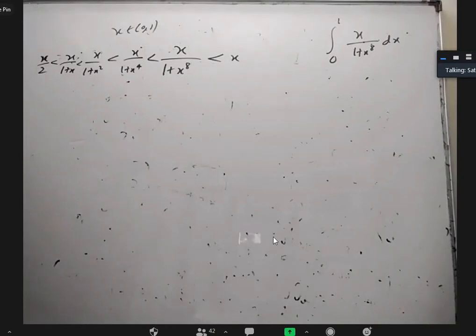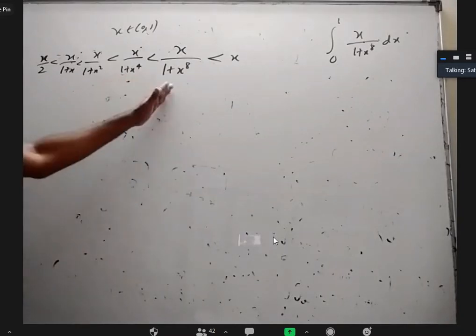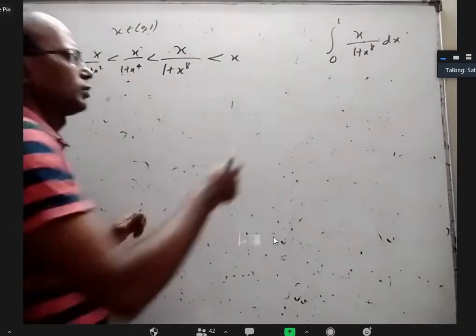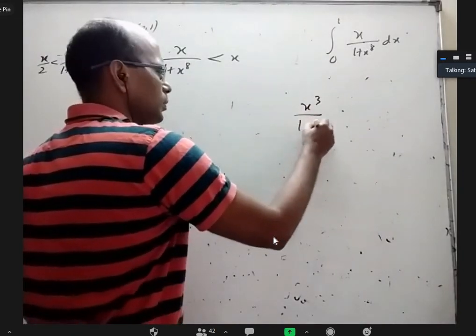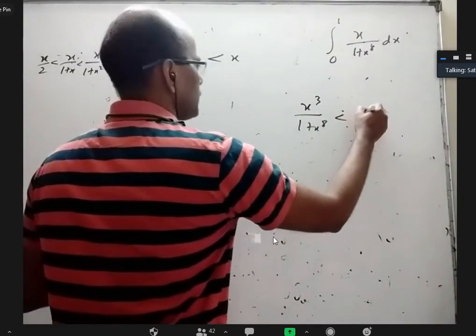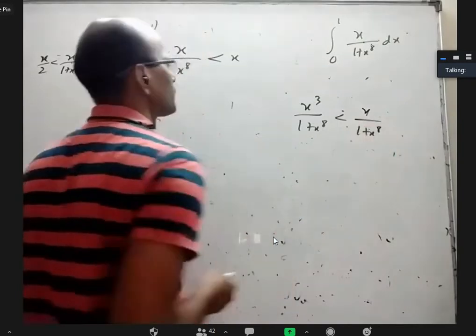You are actually decreasing it, right? x cube is less than x. But that is not in the form I need, so I have to write it properly. I will write it separately: x cube by 1 plus x power 8 is less than x by 1 plus x power 8.